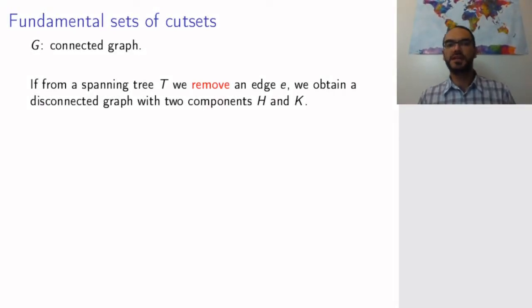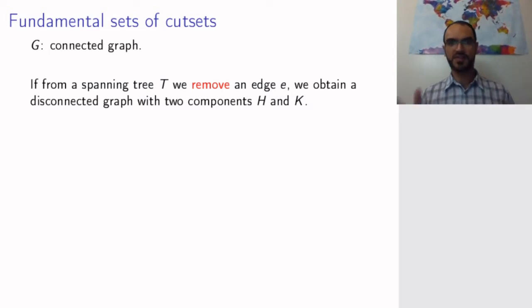Remember that we also defined something called the cutset rank, which was just a fancy name for the number of edges in a spanning tree of a graph. Now let's look at a similar construction as we did for cycles, namely fundamental sets of cutsets, to get a better idea of the relationship between spanning trees and cutsets.